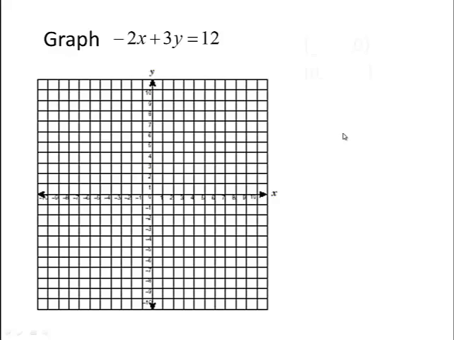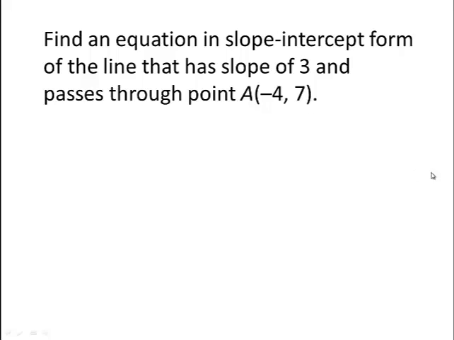Graph this function. Easiest way to graph this is to find the 2 points that are the x and y intercepts. So first we're going to find the x-intercept. Let y be 0. When putting a 0 in for y, we get negative 2x is equal to 12, which means that x is negative 6. Then we find the y-intercept, put 0 for x, and then we find that y has to be 4. So we put that point on there. We have 2 points. We can go ahead and draw a line in there.